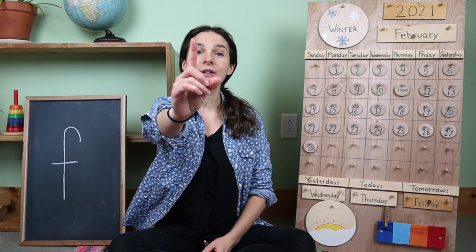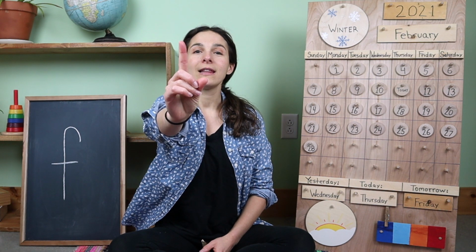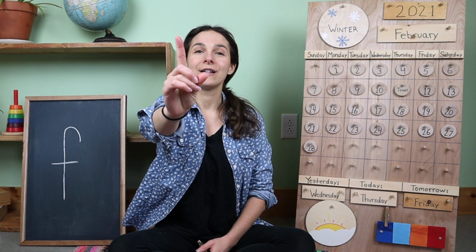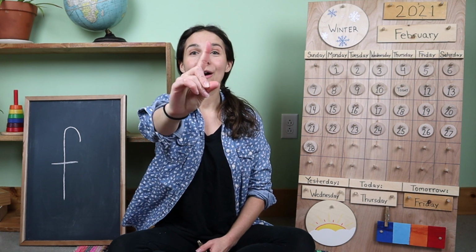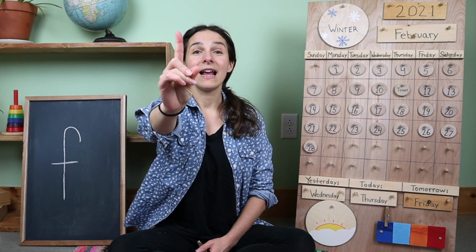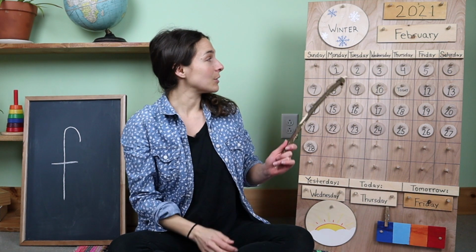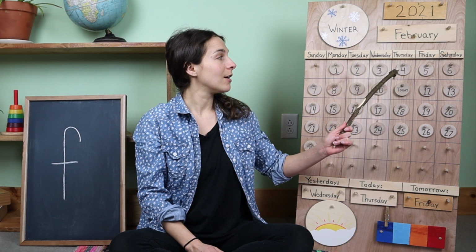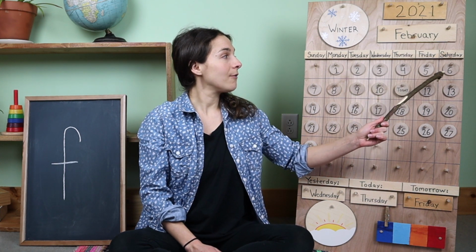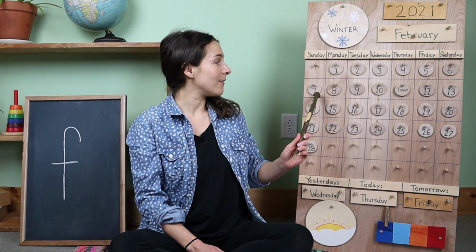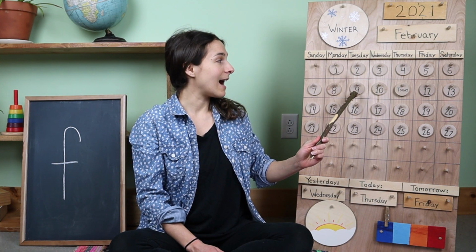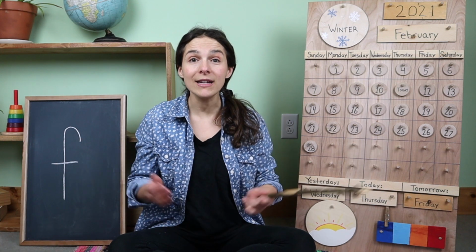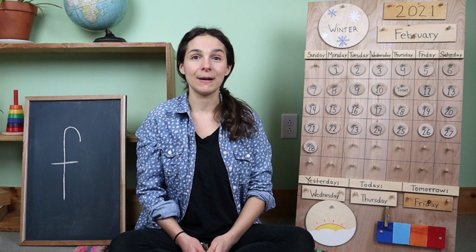Okay, friends, now it's time to count all the days that we've had so far in the month of February. Can I see your counting fingers like this? Let's stretch our counting fingers, just like we stretched our bodies at the beginning. Stretch to this side, over to that side. Now we're ready to count. We'll start at the number 1, 2, 3, 4, 5, 6, 7, 8, 9, 10, 11. We have had 11 days so far in the month of February.